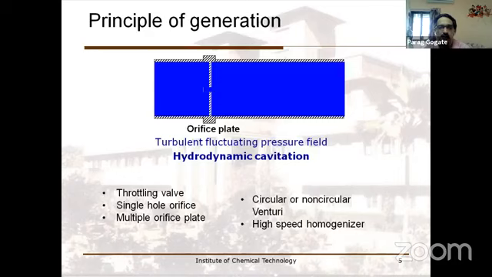Now this constriction can be a simple throttling valve. It can be a single hole orifice or a multiple orifice plate. It can be a venturi as well. Now each of these devices is going to give you some advantages, some disadvantages.